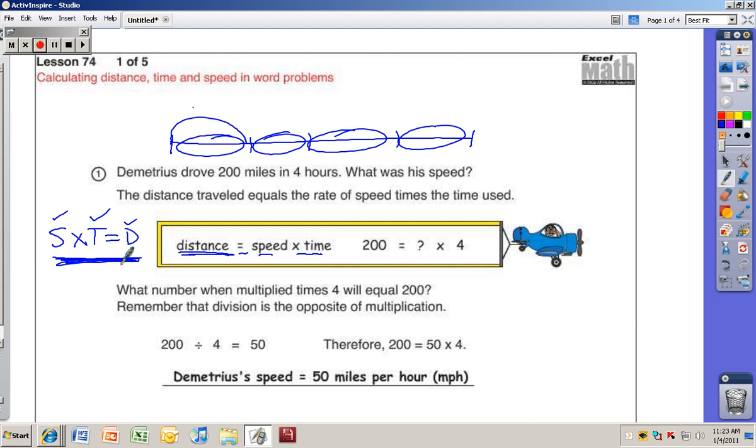So for this problem, we know the time, which is 4 hours, and we know the distance went 200. All we have to do is figure out the speed. Well, in a multiplication problem, if you have a missing number, what do you do? You need to divide to find that missing number. So you do 200 divided by 4, which is 50, or going 50 miles per hour.